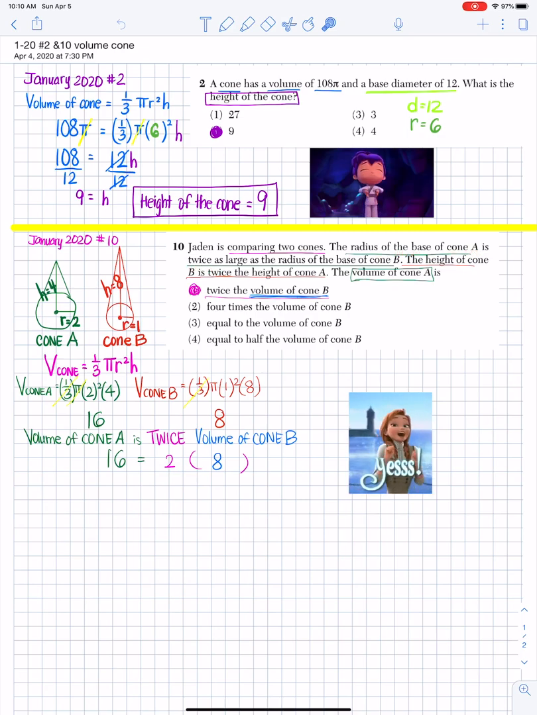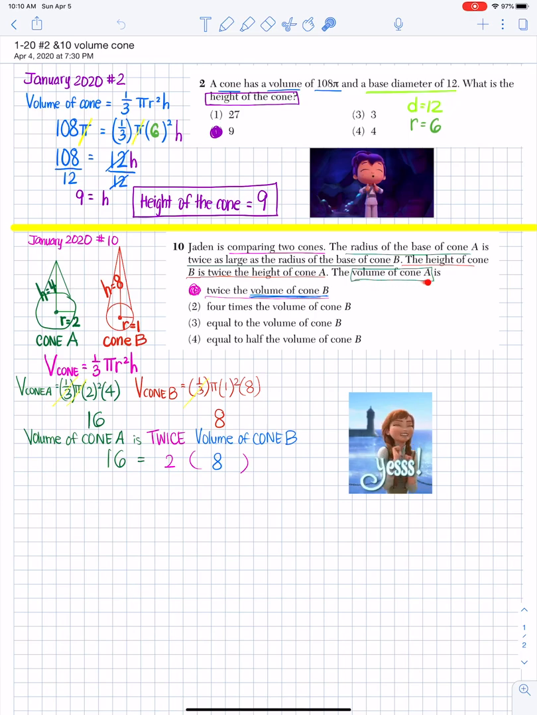Whatever cone B is, I labeled its radius as 1, then cone A's radius is twice, so 1 times 2 is 2. Then they said the height of cone B is twice the height of cone A. For A, I made up the height was 4, so if that's twice, then the height of cone B is 8. And now they're asking us to compare the volume.